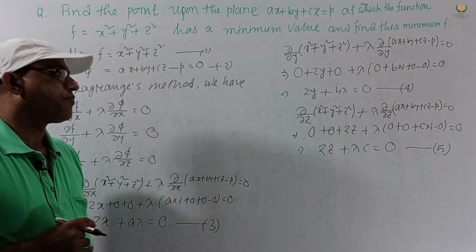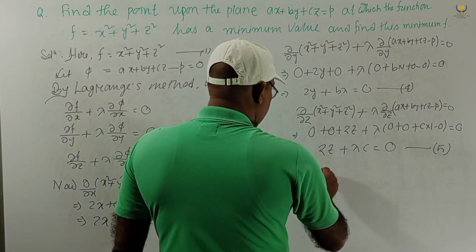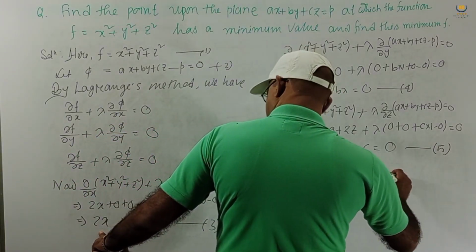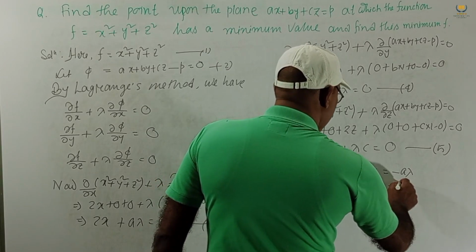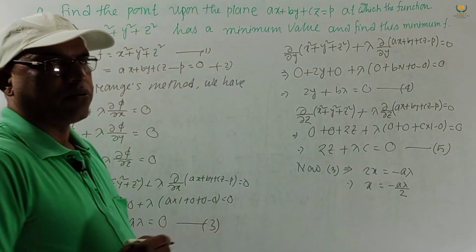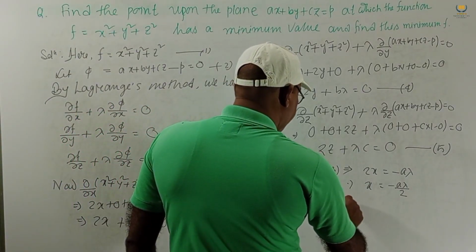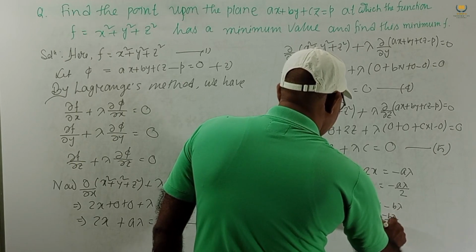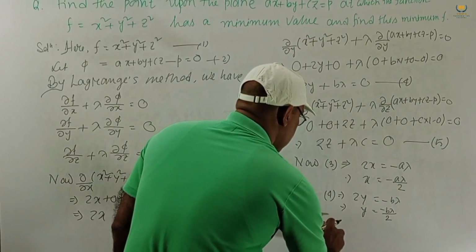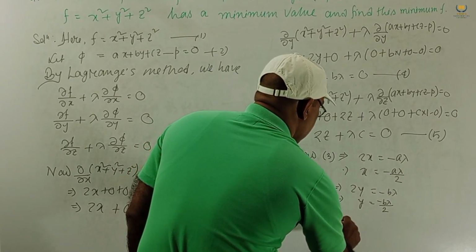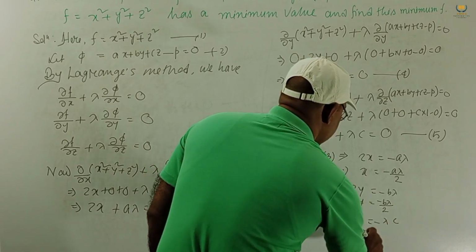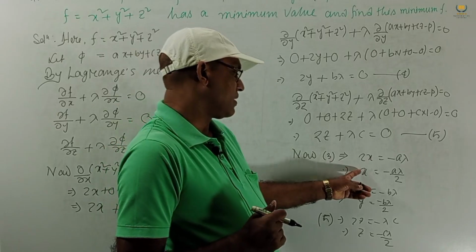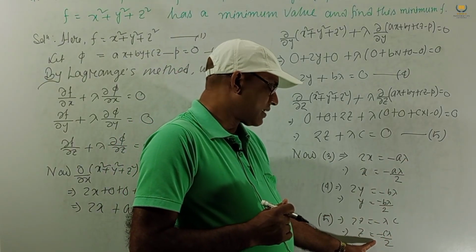Now we want to solve one by one. First we consider 3. Equation 3 implies twice x equal to minus a lambda, and x equal to minus a lambda by 2. We get the value of x. And 4 implies twice y equal to minus b lambda and y equal to minus b lambda by 2. 5 implies twice z equal to minus lambda c, or z equal to minus c lambda by 2. We get the values of x, y, z: x is minus a lambda by 2, y is minus b lambda by 2, and z is minus c lambda by 2.